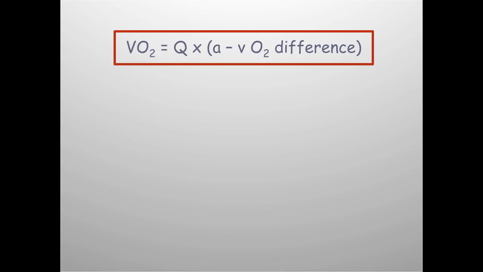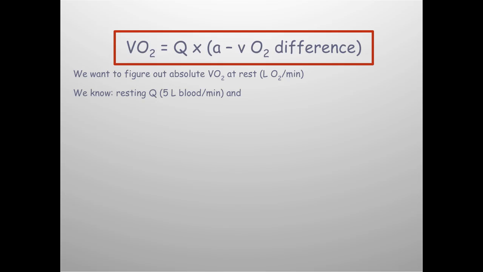Let's do an example. If we want to figure out what a resting absolute VO2 is in liters per minute, we know that an average male's resting cardiac output is about 5 liters per minute, and that an average VO2 difference is 5 mils of oxygen per 100 mils of blood. These are pretty standard. So let's do a derivation to figure out resting VO2.